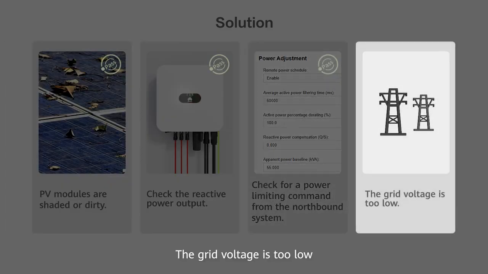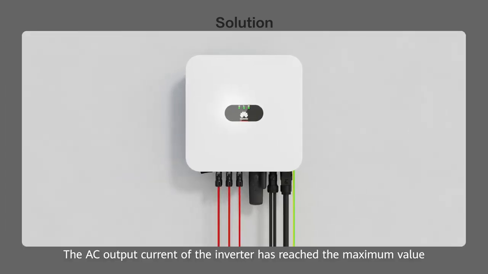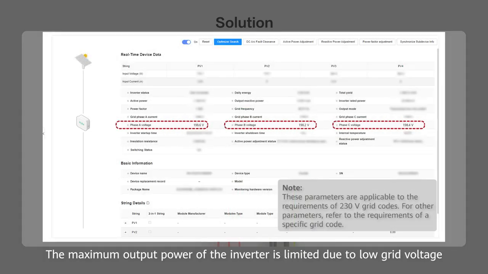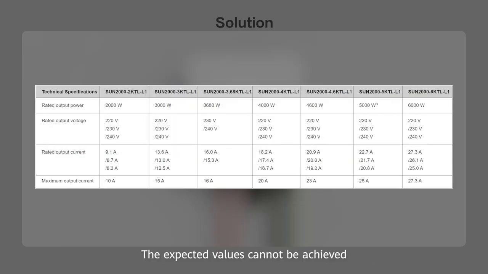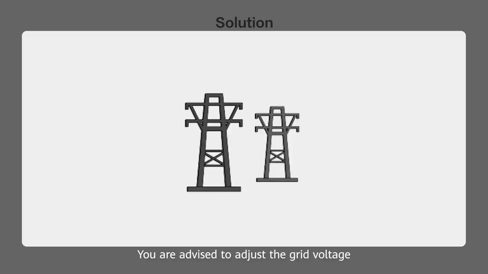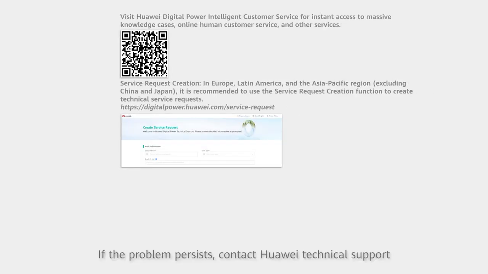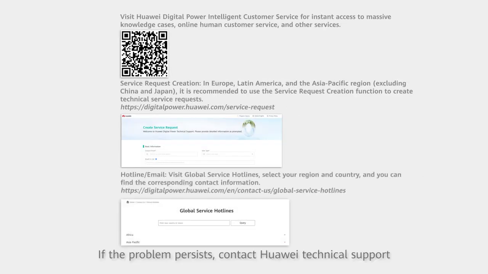The grid voltage is too low. The AC output current of the inverter has reached the maximum value. The maximum output power of the inverter is limited due to low grid voltage. The expected values cannot be achieved. You are advised to adjust the grid voltage. If the problem persists, contact Huawei Technical Support.